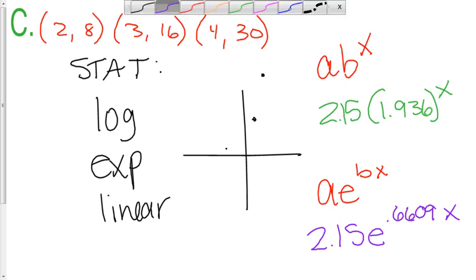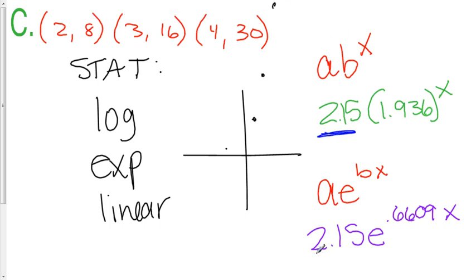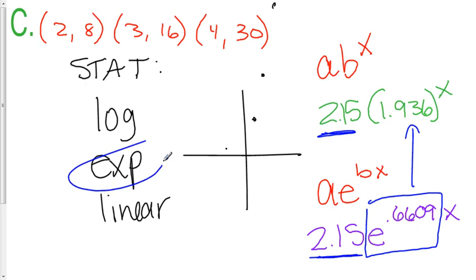They look slightly different, but not too much. They still have the same initial value. And if you actually take e to the 0.6609, you will get 1.936. And so that's how you would calculate an exponential model, just because it looks like it's exponential. If it was logarithmic, then you would take a logarithmic model and then write your equation from there as well.